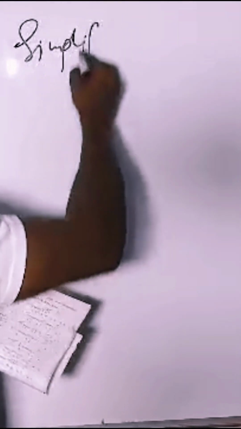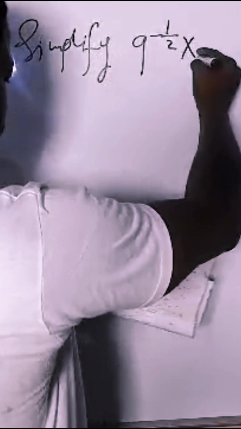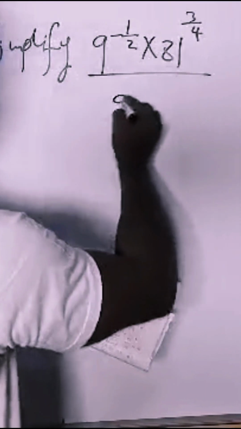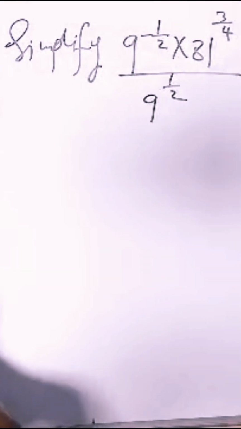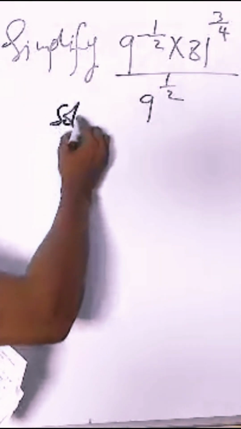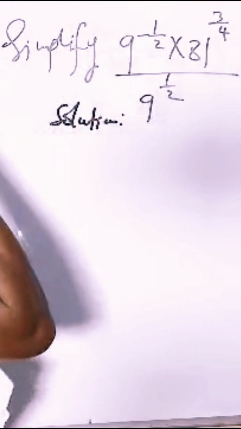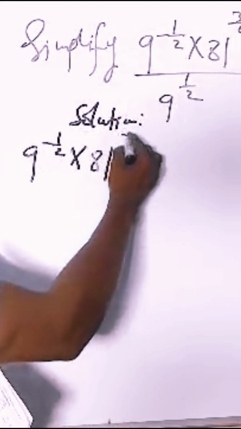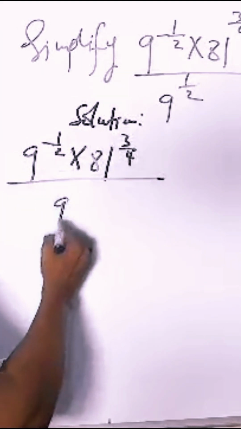Question number 1 extracted from WAEC says we should simplify 9 raised to the power minus half times 81 raised to the power 3 over 4, all divided by 9 raised to the power half. This is an adapted WAEC question. What do we do to a question like this? To approach it we say solution. It's simplifying 9 raised to the power minus half times 81 raised to the power 3 over 4, all divided by 9 raised to the power half.